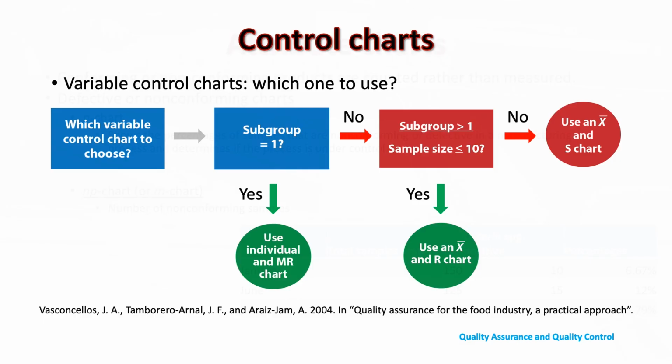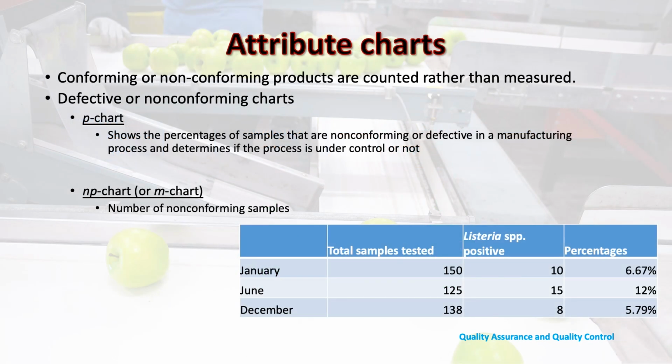and variations. Control charts can also be built based on the numbers or the percentages of conforming and non-conforming products. This type of chart is also named attribute charts. For attribute charts, the non-conforming or conforming products are counted rather than measured. For example, in the table on your right-hand side, the number of Listeria-positive samples were counted each month, and the percentage was calculated. To determine if the cleaning and sanitation programs still work or not, a chart needs to be built based on the numbers of non-conforming products.